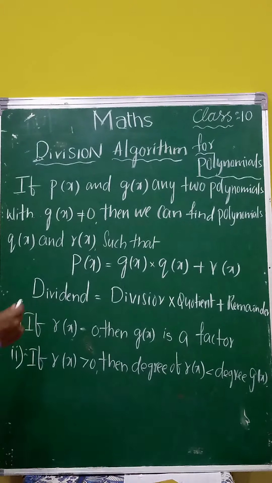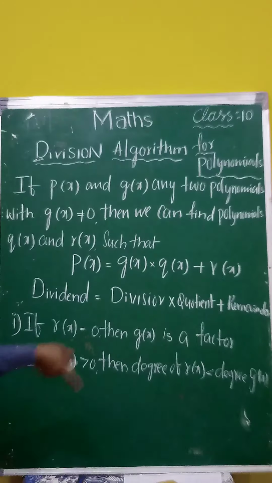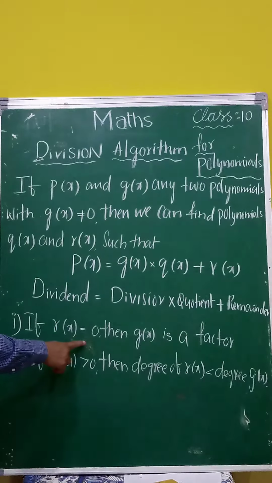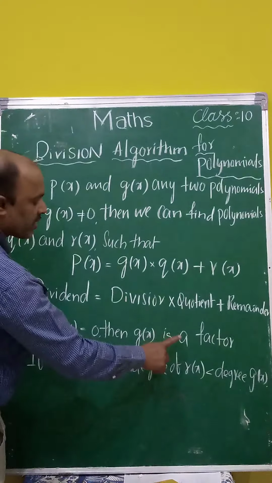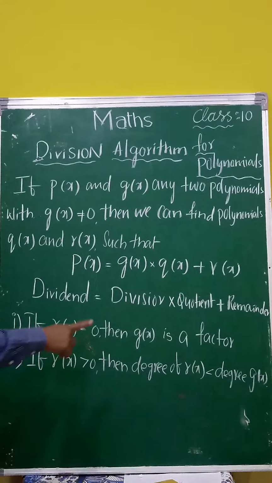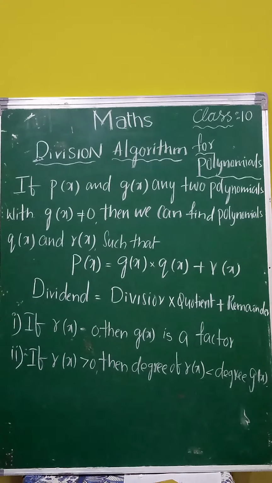The first condition is: if r of x is equal to 0, that means if the remainder is 0, as in the example we just did, then g of x is a factor. G of x is the divisor. If r of x is equal to 0, then g of x is a factor. That is the first condition.